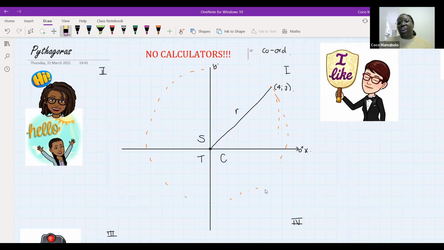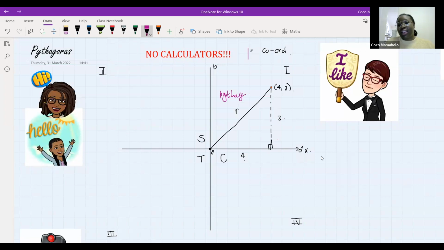And if we wanted to calculate the value of the radius itself, then we can just extend. We know our x value, we can look at it down here, is 4 units away from the origin. And this value on this side, our y value, is 3 units away from the x-axis. It's parallel to the y-axis, and that's 3. Now, if we were to calculate the radius, we would know that we've created a right-angled triangle, and we can then use Pythagoras to find this side.